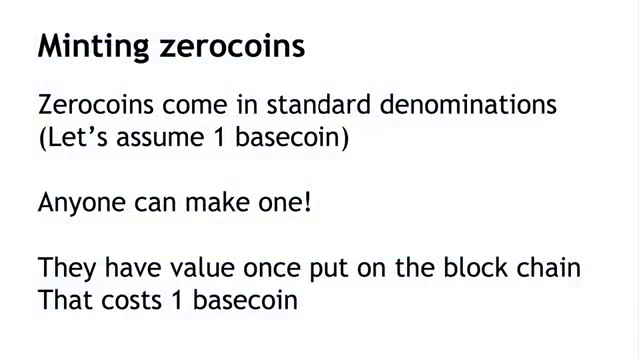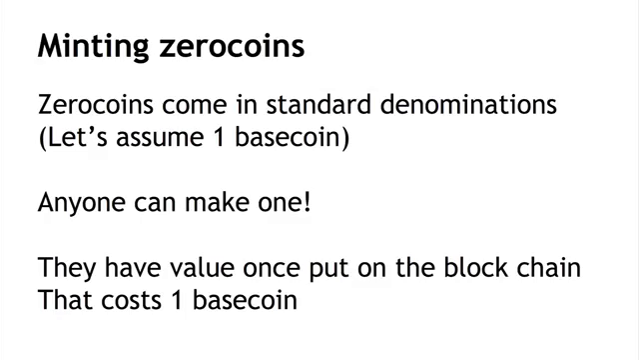So ZeroCoins are minted, they come into existence by minting, and anybody can do this. And ZeroCoins come in standard denominations. Let's assume for the rest of this that ZeroCoins are worth one base coin each. You could also imagine multiple denominations coexisting. How do you make a ZeroCoin? We're going to see that in the next slide.